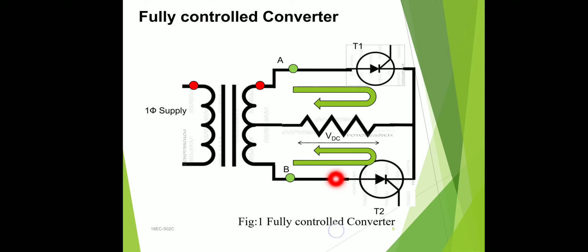See, already we know that SCR is a unidirectional device. The conduction is only one way, that is from anode to cathode. When the anode voltage is positive with respect to the cathode, then only it conducts. That means here the T2 thyristor is turned off. It is not in the conducting mode, it is in the off state. T2 is in the off state during the positive cycle.